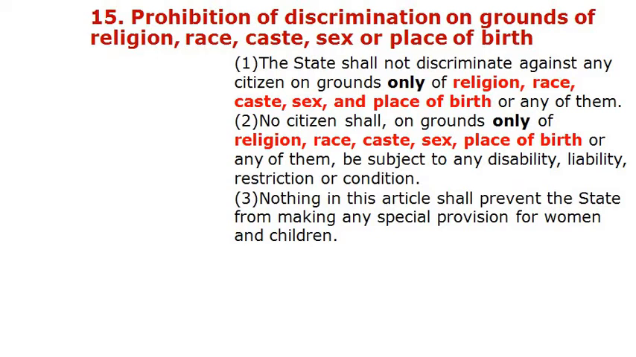If anyone is discriminating anyone, then I can file a complaint over that person. The state shall not discriminate against any citizen on the ground only of religion, race, caste, sex and place of birth or any of them. No citizen shall be discriminated on the grounds only of the given conditions. Nothing in this article shall prevent the state from making any special provisions for women and children. In short, the Article 15 prohibits the discrimination on the grounds of religion, sex, caste and place of birth. This is given in the Article 15.